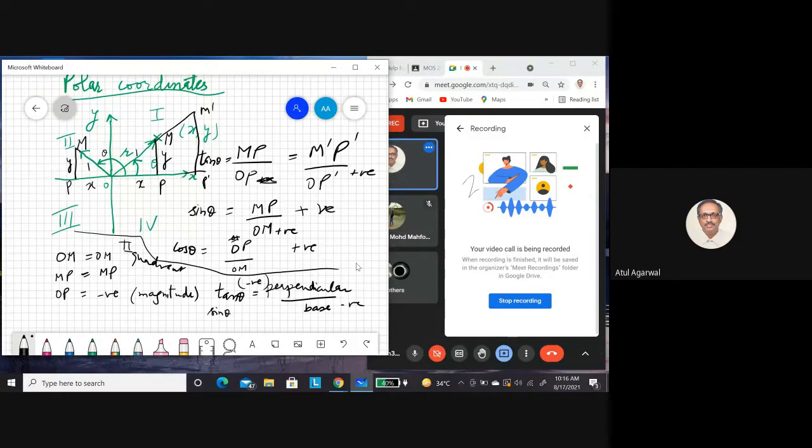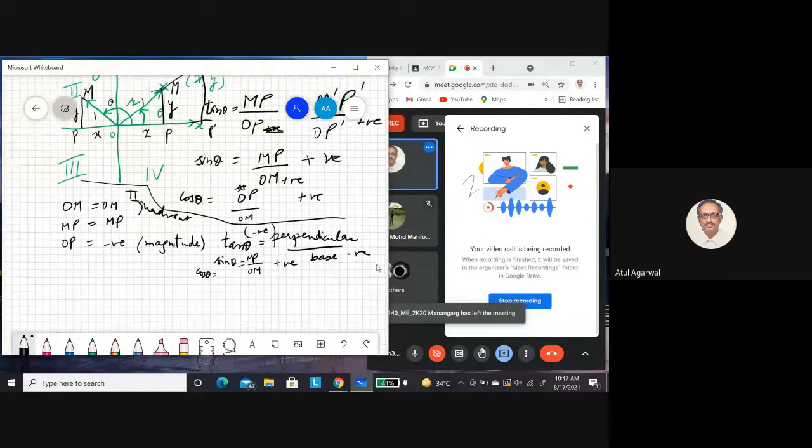Your sine theta is perpendicular MP upon your ray size OM, so it is positive. Cos theta, you see, is your base upon hypotenuse. It will be negative because your distance x is negative in the second quadrant. So this is the way you can find the signs of different ratios in different quadrants. So here you will find that your sine is negative.